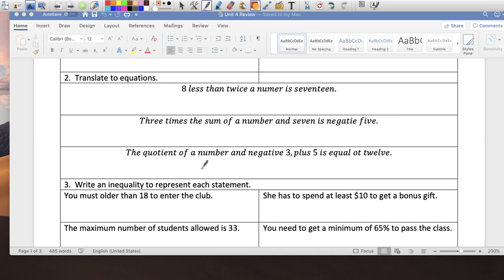Quotient means division, so here's my division. What am I dividing? A number, n, and negative 3, so I'm going to write negative 3 at the bottom, plus 5 is equal to 12. So again, grammar check here, is equal to 12. And that's your equation.